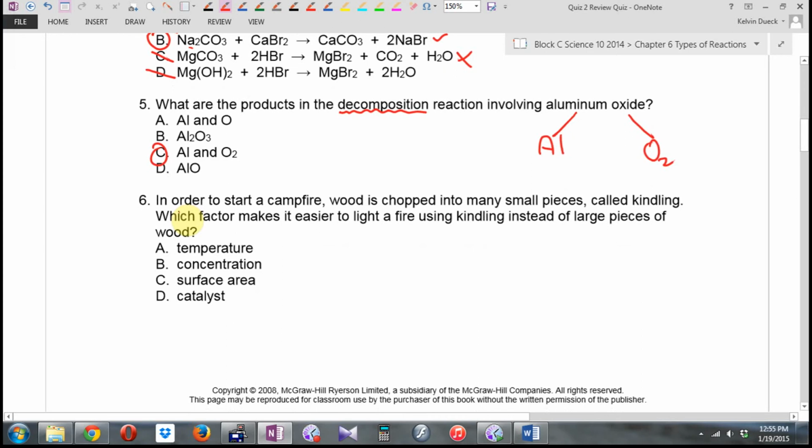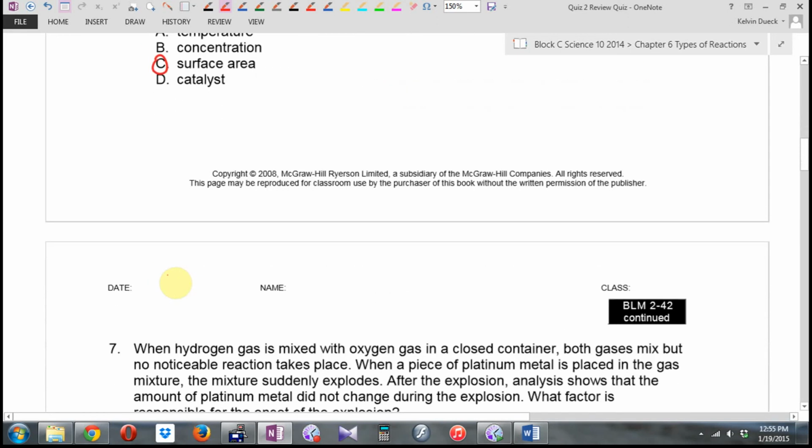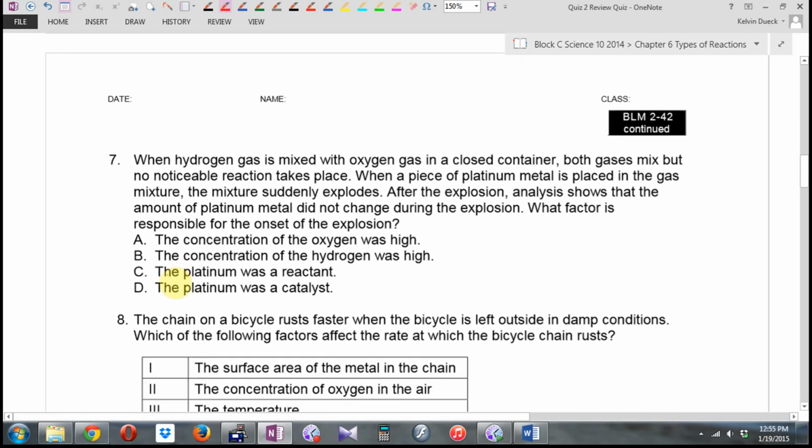Okay, now we start moving into what affects reaction rate. So it's starting a campfire. You chop wood into many small pieces called kindling. Which factor makes it easier to light a fire using kindling instead of using large pieces of wood? What have we changed? Surface area. Same thing that helps you cook faster when you cut food into small pieces. Same thing that helps the reaction go faster if you grind it into a powder.